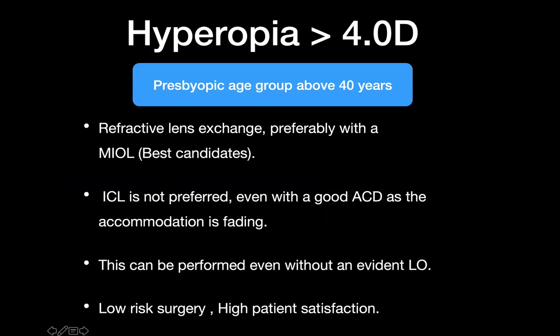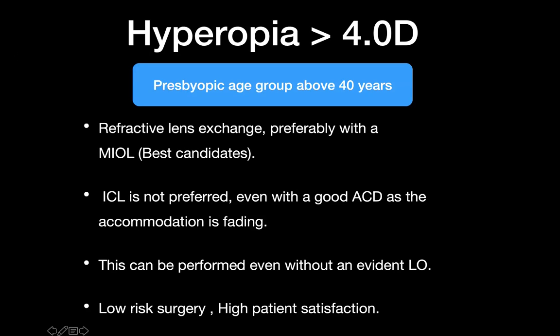In hypermetropia, of course, when I'm talking about ametropia, I'm talking about high ametropia, and these are the types of refractive errors that entail intraocular solutions. So in hypermetropia, we consider anything above 4 diopters as a high hypermetropia. If the patient is in the presbyopic age above 40 years, then refractive lens exchange, preferably with a multifocal intraocular lens, will give best results.